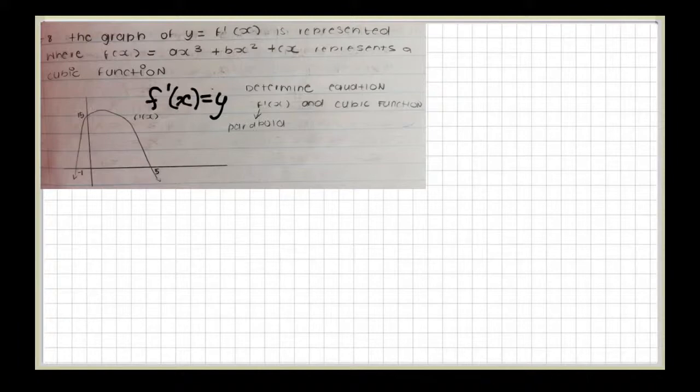So when I look at this question, they tell me that the graph of y equals f'(x) is represented, where f(x) is equal to ax cubed plus bx squared plus cx, and that represents a cubic function. Determine the equation of f'(x) and the cubic function, the parabola.